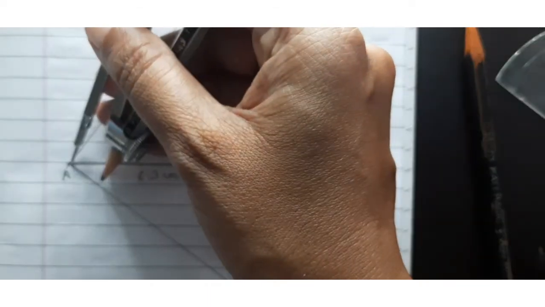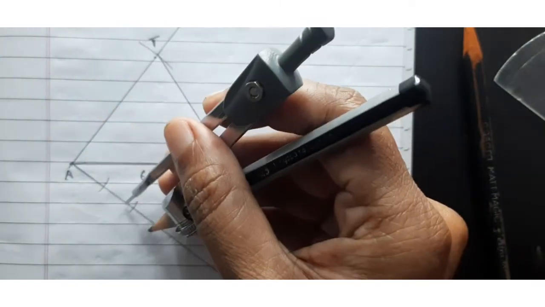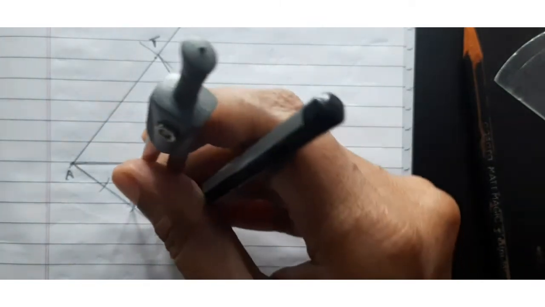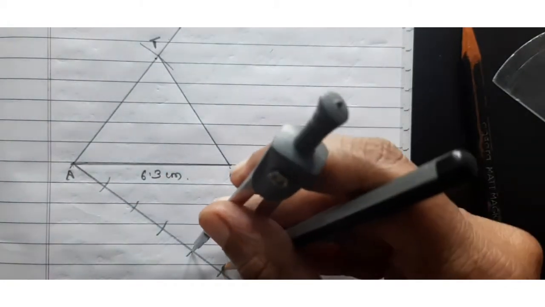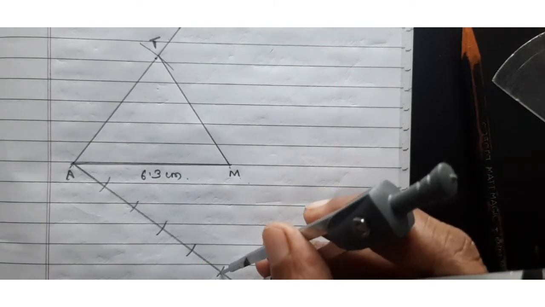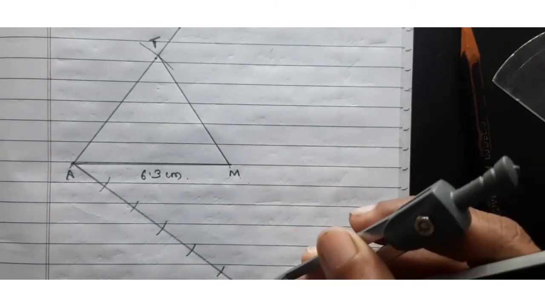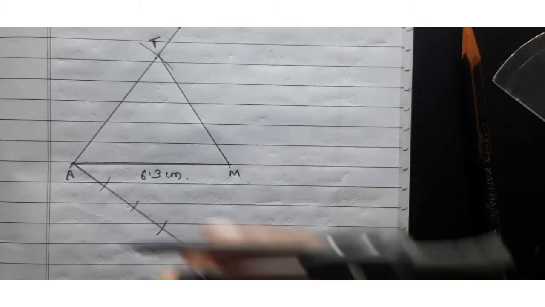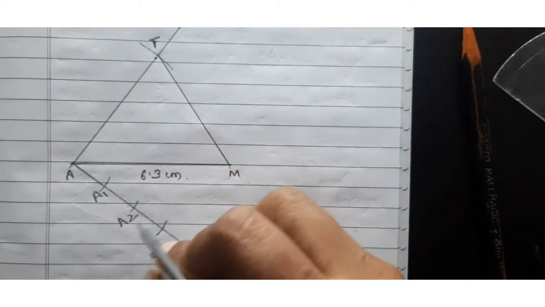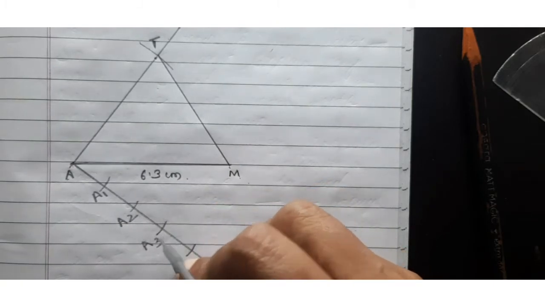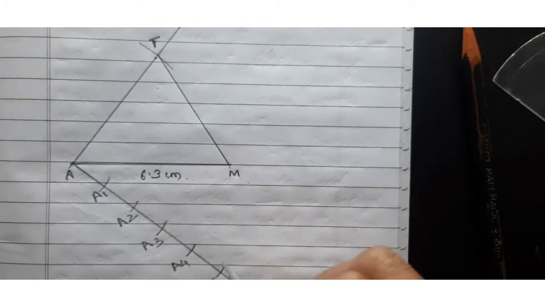So I'll be keeping the pointer on A. I'll be intersecting that ray which is passing from A. 1, this is 2, this is 3, 4, 5, 6, and this is 7. Right, I'll name it. This is A1, A2, A3, A4, A5, A6, A7.